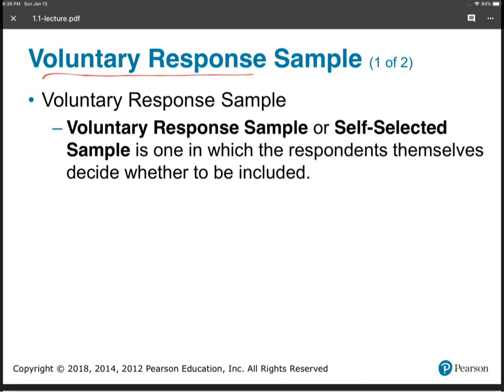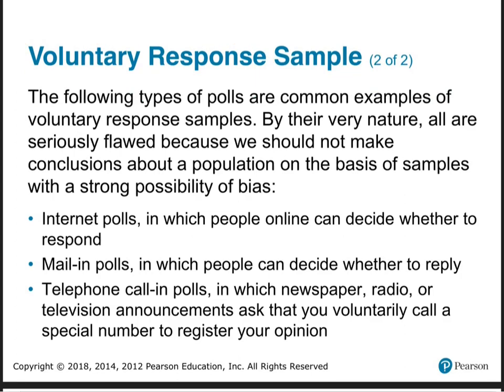Next, voluntary response sample. Yeah, this is interesting. This will be a real application that we see all the time today. A voluntary response sample, or self-selected sample, is one in which the respondents themselves decide whether to be included in the study. So that's probably worth thinking about for a second. So voluntary response. So you can just write the words and you got it. Let's look at the examples. The examples are always the most helpful.